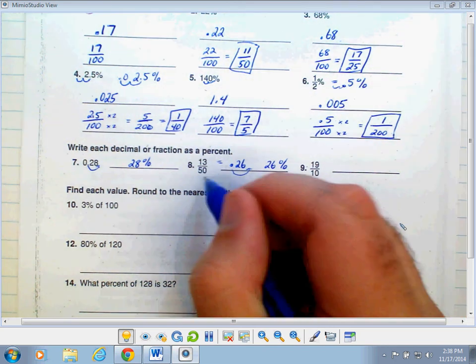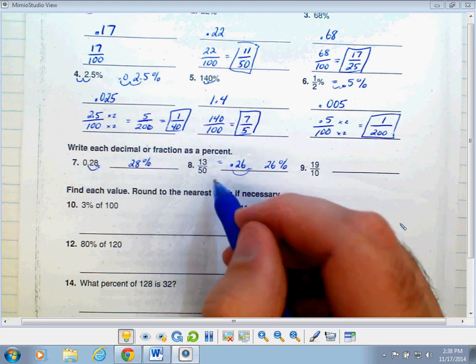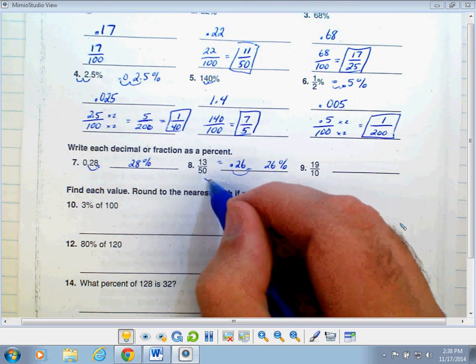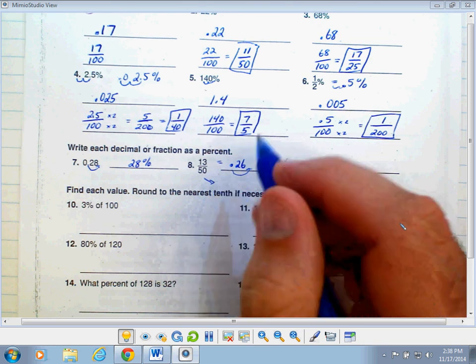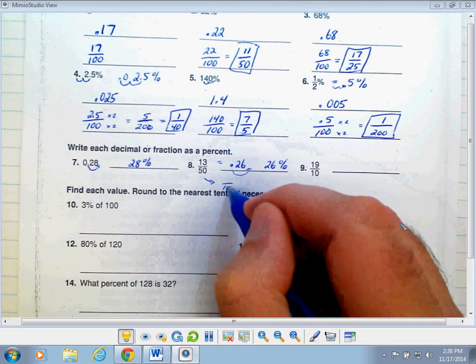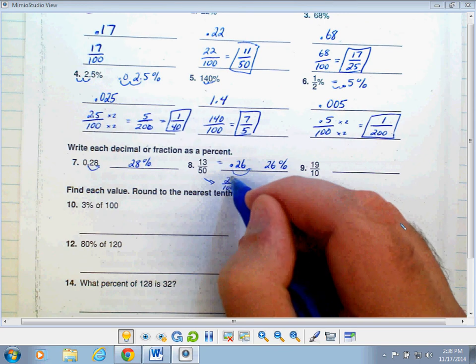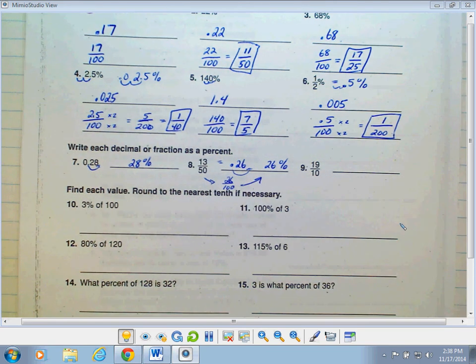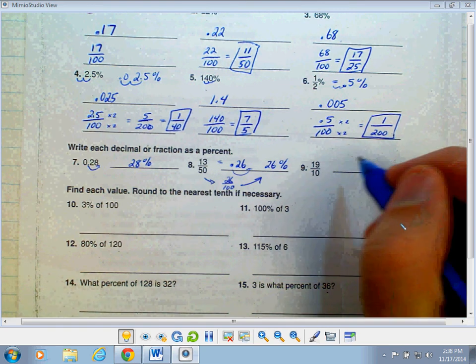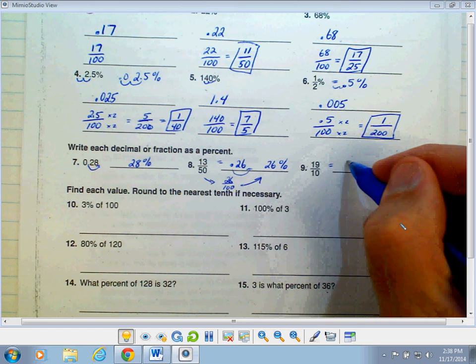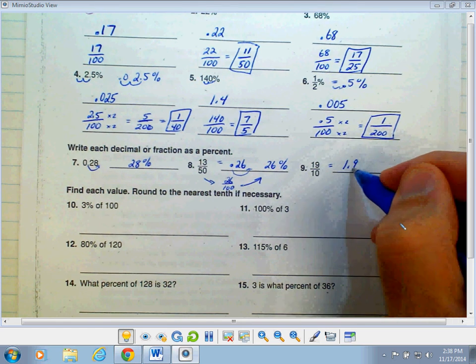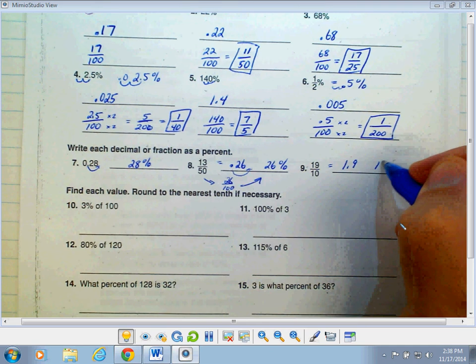Another way to look at this one, just as an example, since it's out of 50, well, a percent fraction is always out of 100, so if I just made the bottom double, I'd have to double the top, and it would be 26 out of 100, which is also another way of writing 26%. So if we try number 9, the way I first suggested, if you divide, you're going to get 1.9, and if you move it 2 places to the right, it's going to be 190%.